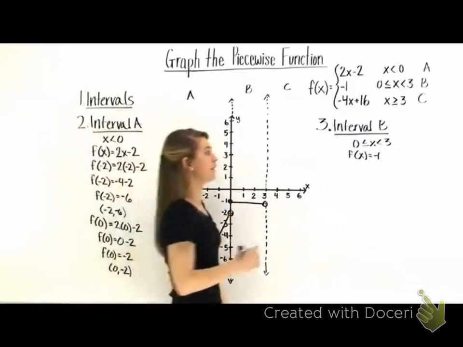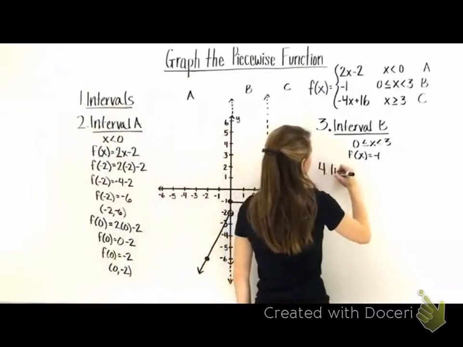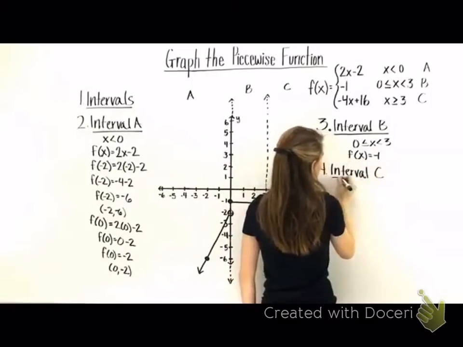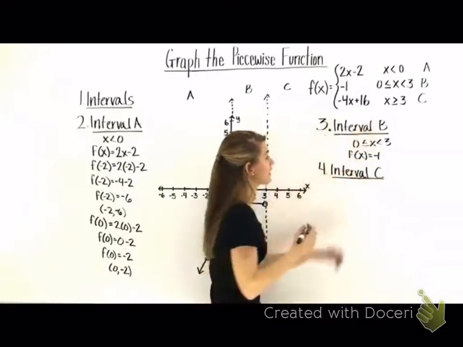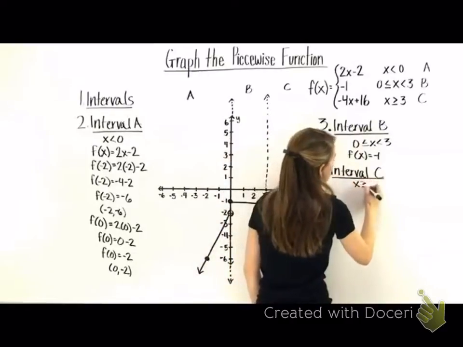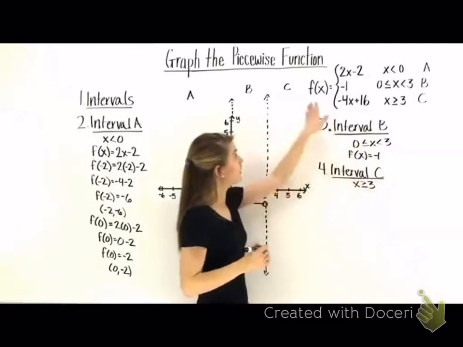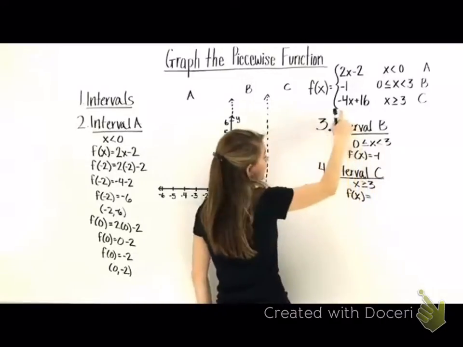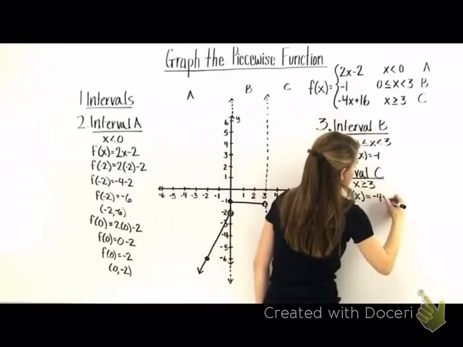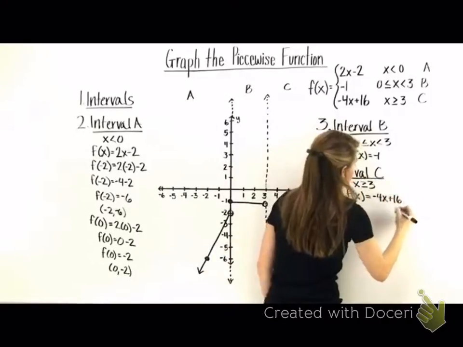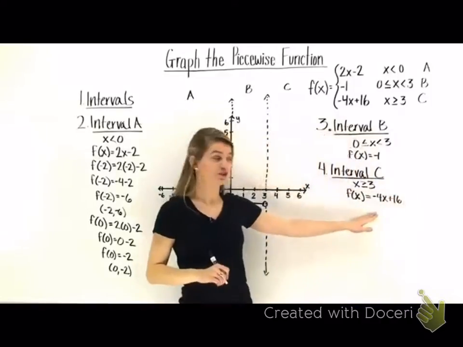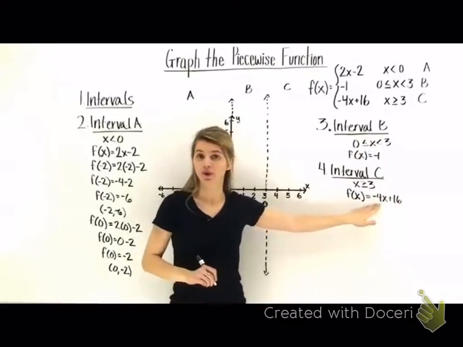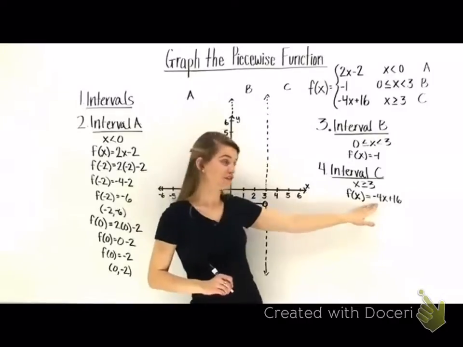So now that we know what interval B looks like, let's take a look at the last interval, interval C. In interval C, x is greater than or equal to 3. The function is f of x is equal to -4x plus 16. Here we have another linear function. We could find the slope and y-intercept, or we could pick points. Let's pick points to graph this function.